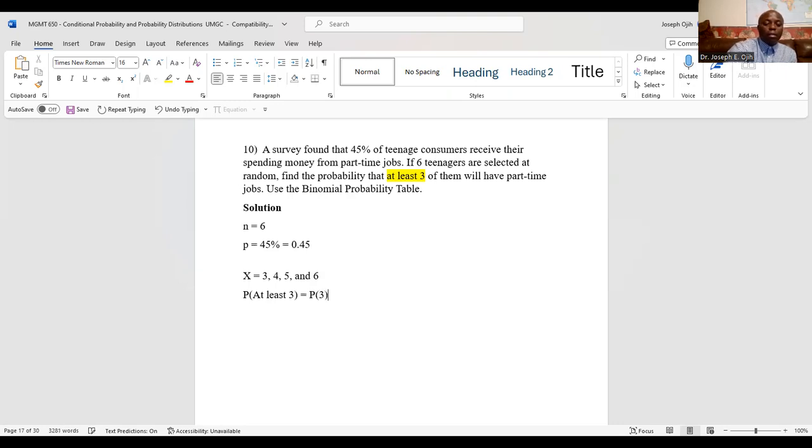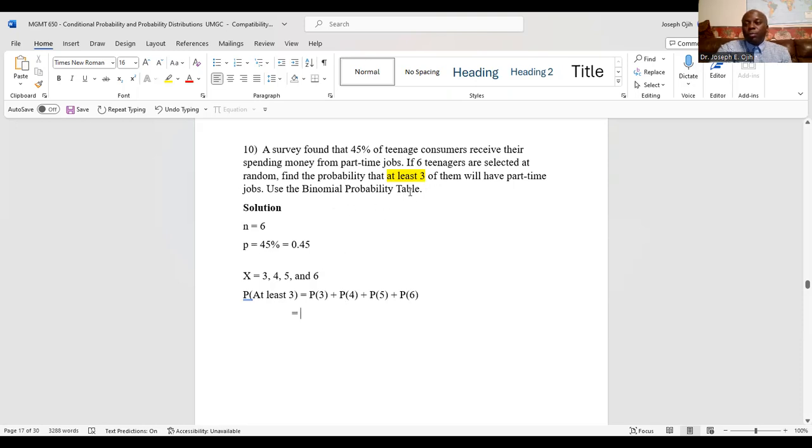At least 3 means the probability of 3, plus the probability of 4, plus the probability of 5, plus the probability of 6. So that will give us equals to.